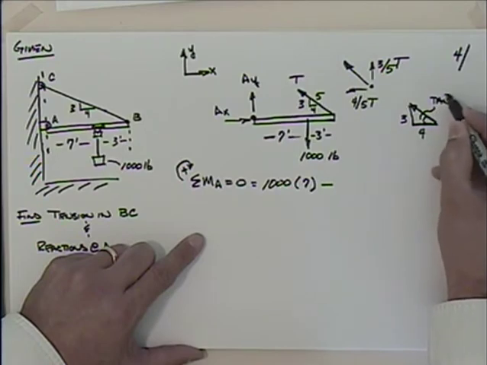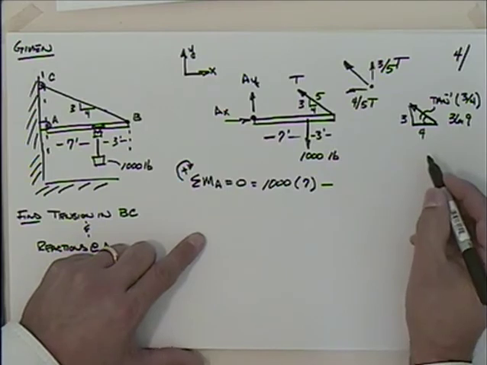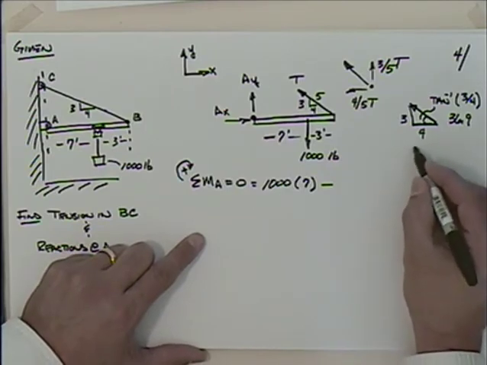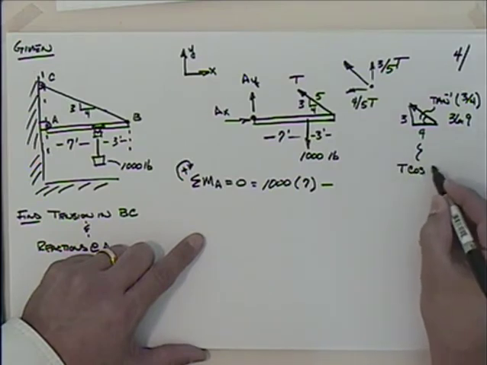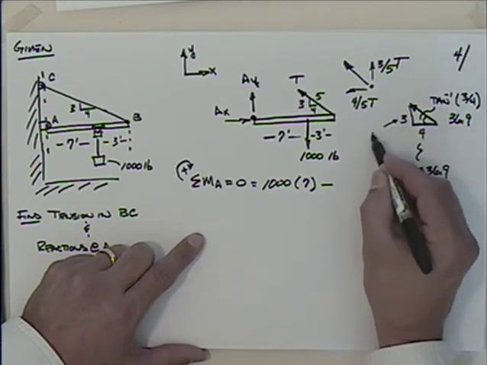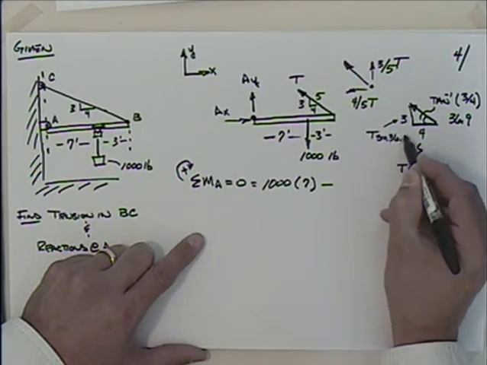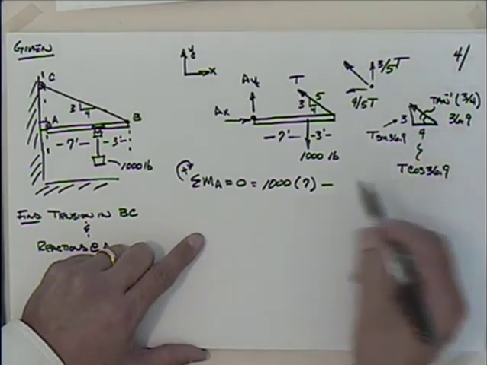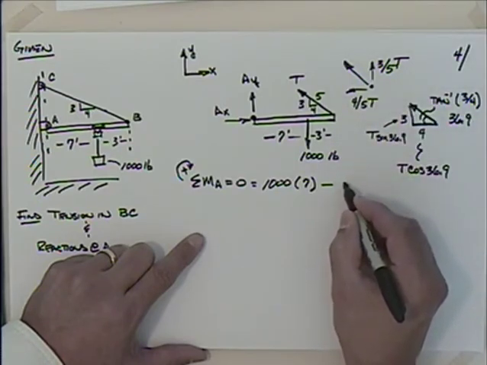arctangent of 3 over 4. What does that turn out to be? 36.9. So I could say that this side here would be T times the cosine of 36.9, and this side here would be T times the sine of 36.9. Okay, so I want to find this vertical piece, so I'm going to subtract off.